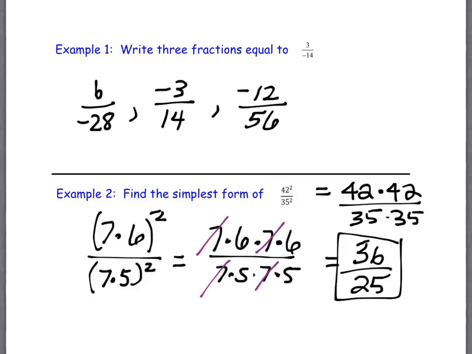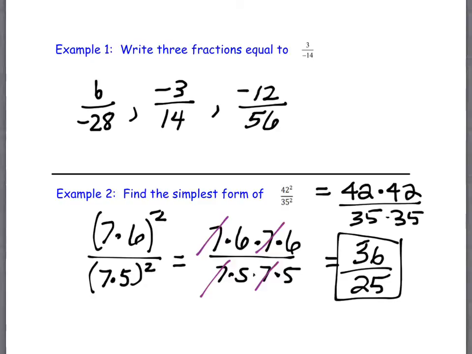Now here's the problem. If we had simply canceled the squareds out, which is a common mistake, we would have ended up with only 142 on top and only 135 on bottom, right? Which means we would have written the 42 as 7 times 6 and the 35 as 7 times 5. We wouldn't have this piece here. And the answer would have been 6/5, which is not the same as 36/25, right?